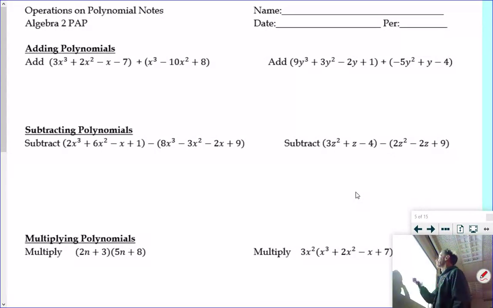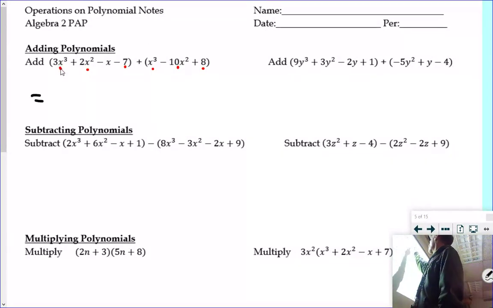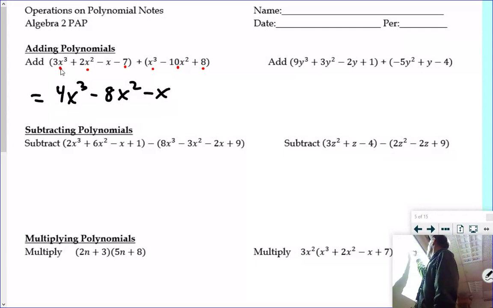So if I'm doing the first one, I have an x to the third term, then I have an x squared term, and then I have a constant term that I can combine. But then I have that single x, he's just going to hang out by himself, and we don't have anything to combine him with. So our final answer here: 3x to the third plus x to the third, 4x to the third; 2x squared minus 10x squared, minus 8x squared; and then the minus x, again, there's nothing to combine it with, so he just comes down and stays in the answer; negative 7 plus 8 plus 1, and then that's it, you're done.